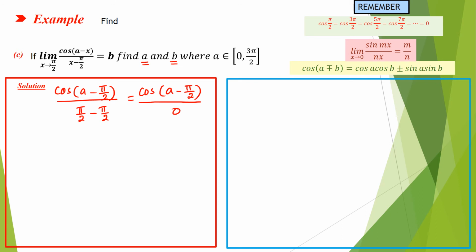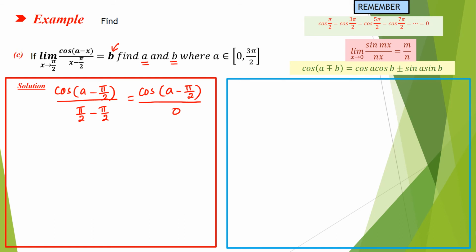Now if the limit is something divided by 0 and the limit exists and equals a number, the numerator must be 0, because we get an answer for this limit only if the direct substitution gives 0 over 0.